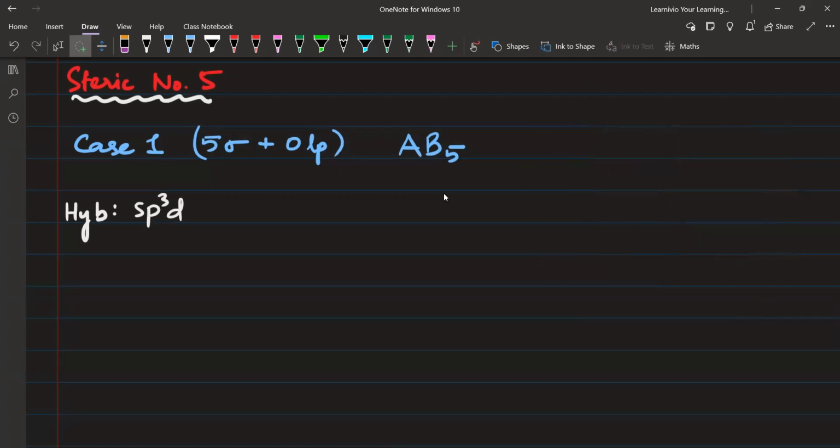Let me write it now. The structure of this is going to be something like this. A. Please see, I have a triangle. There is a pyramid above and there will be a pyramid below. That is why it is known as trigonal, because the base of the pyramid is trigonal. Bipyramidal, because there is one pyramid above and one pyramid below. So I have to put 5: B, B, B, B, and B.